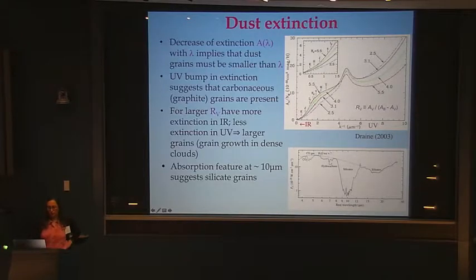So that is, graphite grains are what leads to this UV bump. If you look at this in detail, you can see that if you follow these curves, the curves at larger RV have more extinction in the IR and less in the UV. That's interpreted as being associated with larger grains, which suggests that you preferentially see this in dense clouds, a larger RV. So that's associated with grain growth.